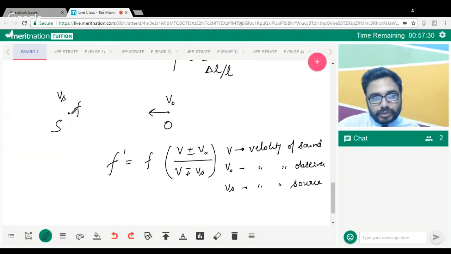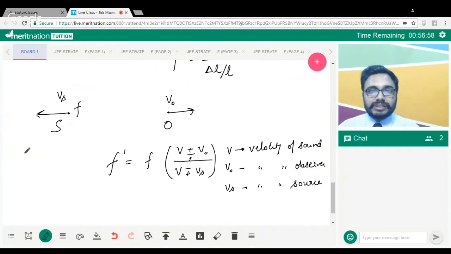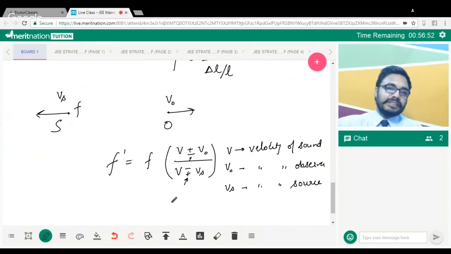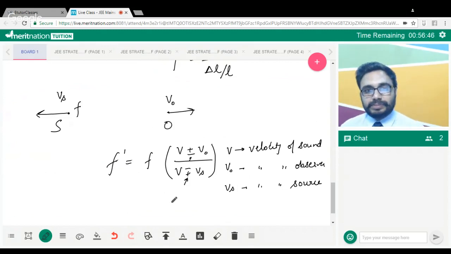If source is moving towards the observer, then source is trying to increase the frequency observed by the observer. So minus will come up in the denominator, because only minus in the denominator can increase f dash. So if observer is moving away from the source, observer is trying to decrease the frequency, so minus will come up in the denominator. And if source is moving away from the observer, source is trying to decrease the frequency observed by the observer, so plus will come up in the denominator. Source is in the denominator, observer is in the denominator. Just learn this, and accordingly put your plus minus signs, depending on whether the frequency is being increased or decreased.